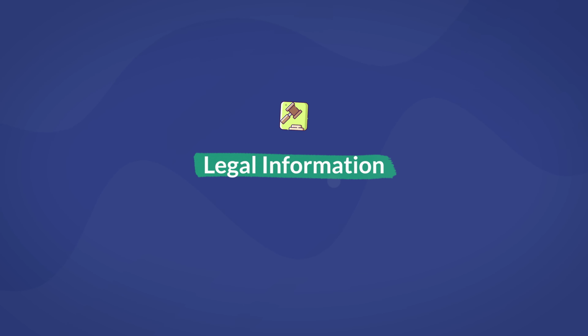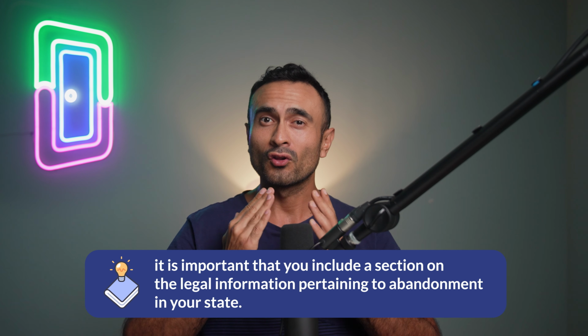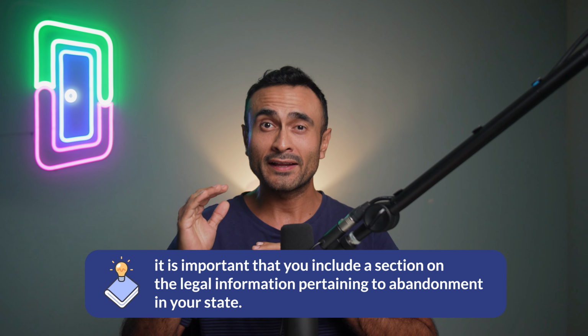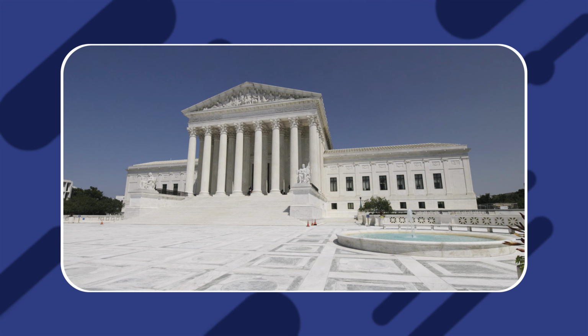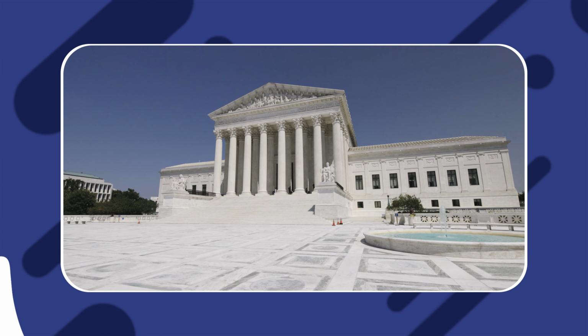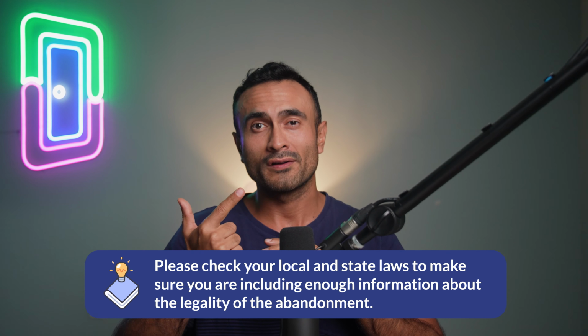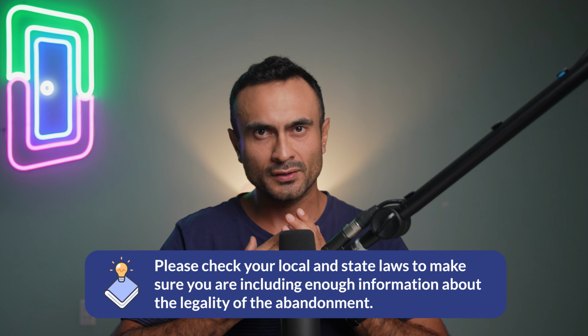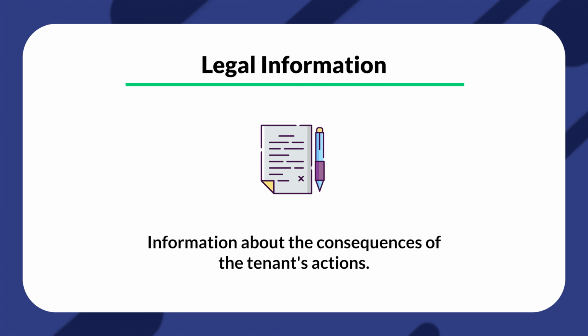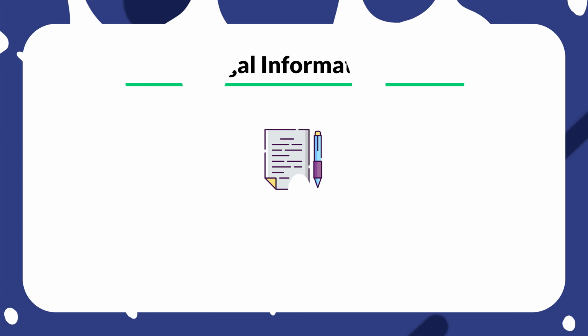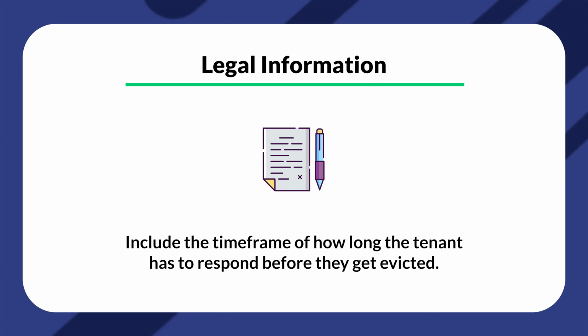Legal information. It is important that you include a section on the legal information pertaining to abandonment in your particular state. This is vital because the tenant must know which law or statute they're violating when receiving the notice. Also, you must check your local and state laws to make sure you're including enough information about the legality of the abandonment. After that, you can include the information about the consequences of the tenant's actions. This means that the landlord should include information about what would happen if the tenant does not respond. Landlords usually include a time frame here of how long the tenant has to respond before they get evicted.